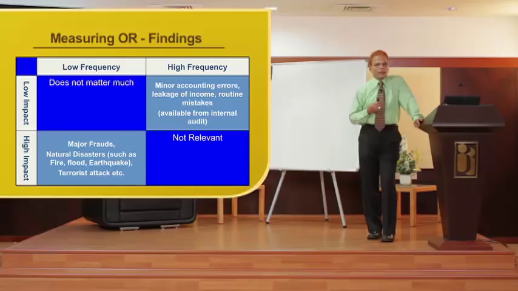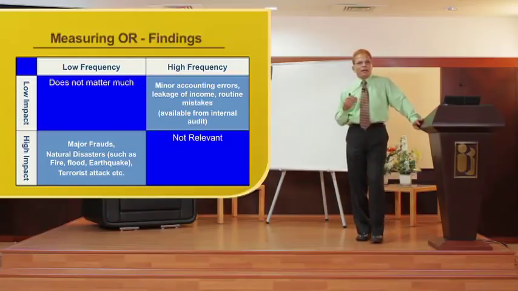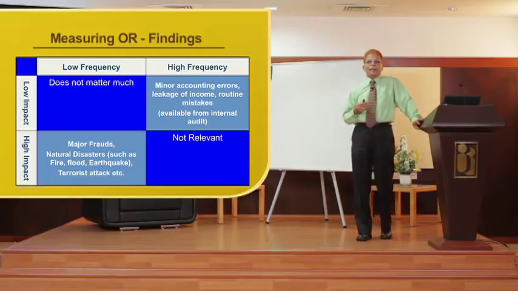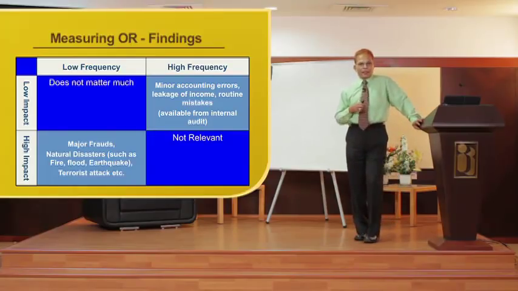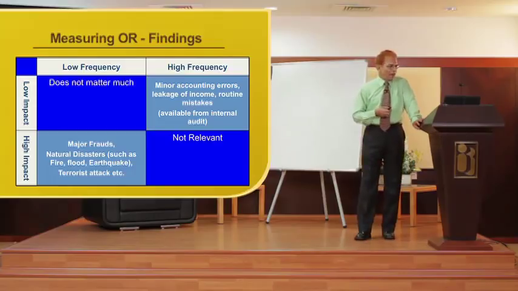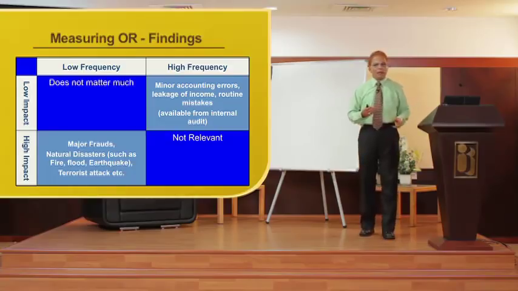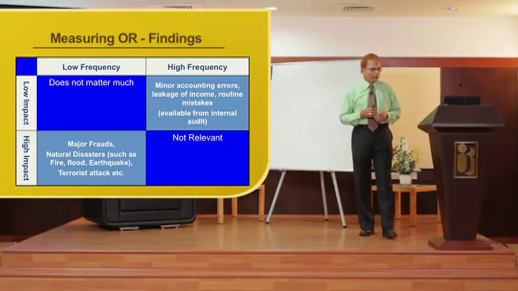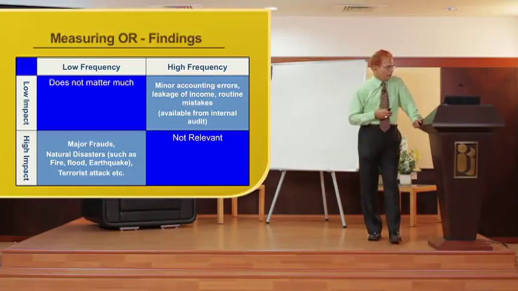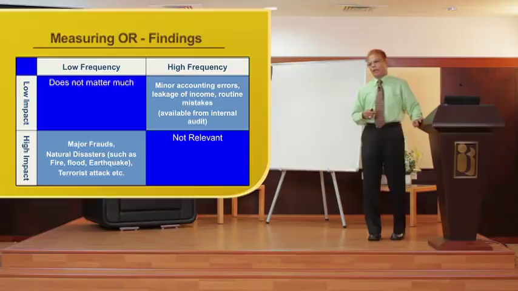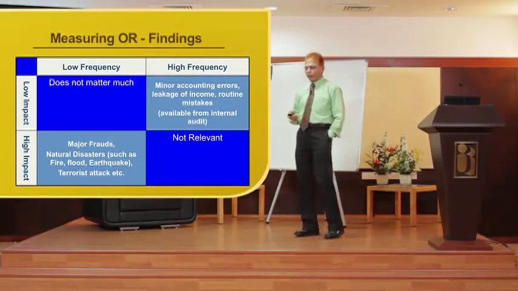leakage of income, routine mistakes, which we normally find as observations or in the audit findings. We will find revenue leakages and some small documentation errors which can be corrected. Those things come under high frequency, low impact. And then high impact, low frequency, where the events are few but have a catastrophic impact on the organization, such as fire, flood, earthquake, terrorist attacks, etc. Some of them can be mitigated by having proper insurance.